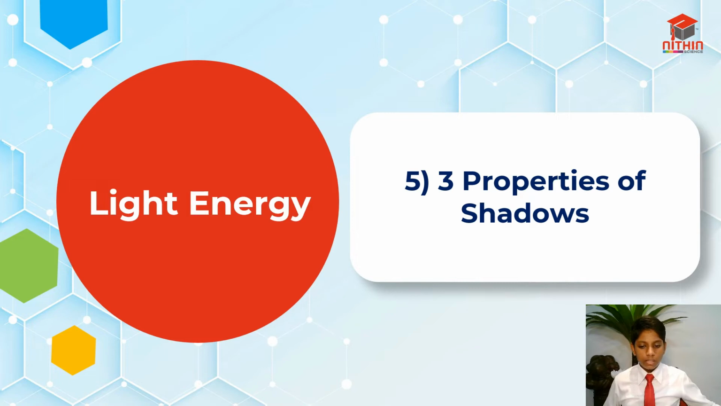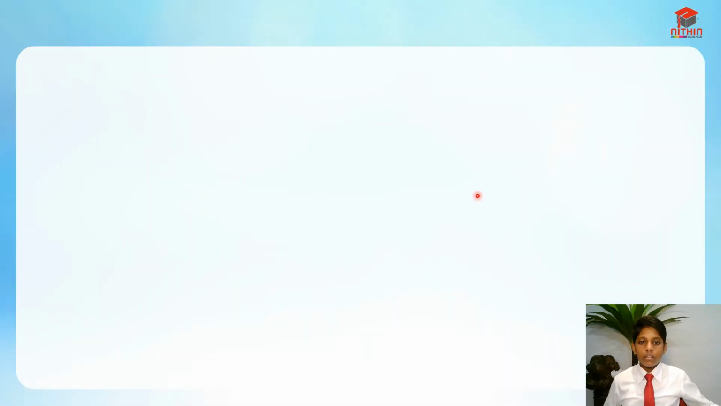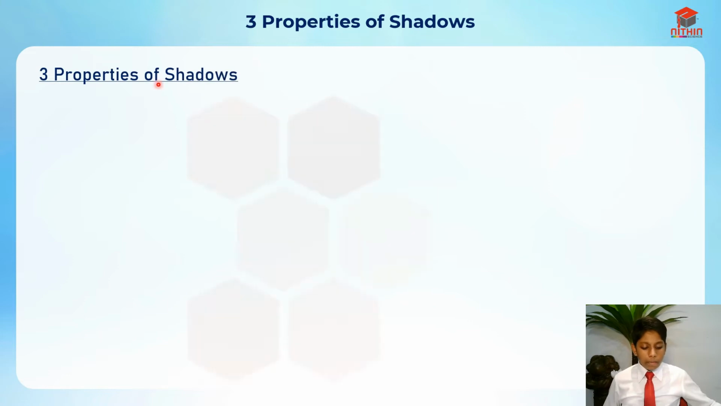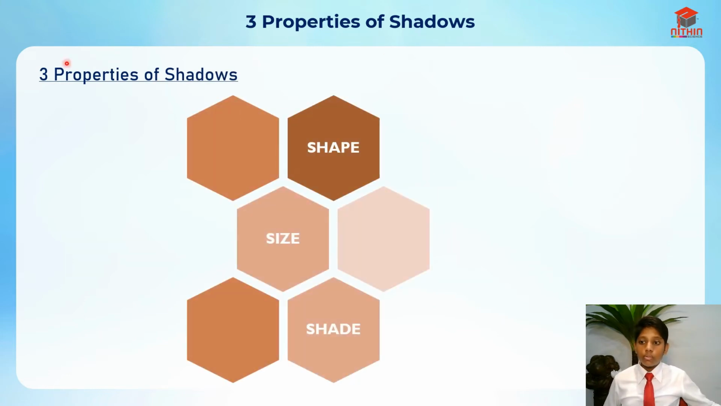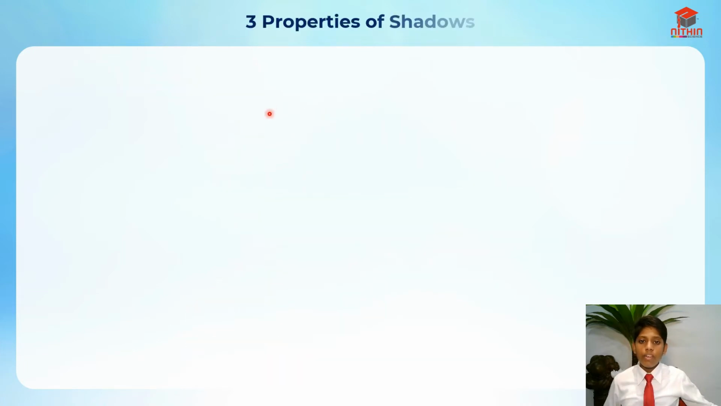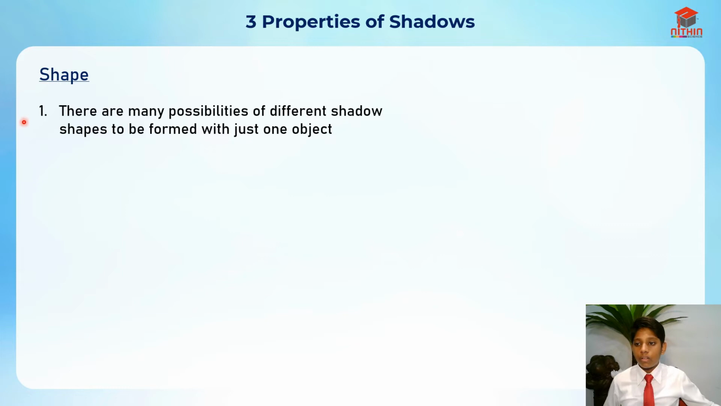Okay, now let's take a look at three properties of shadows. There is shape, size, and shade. Let's take a look at shape first. For shape, there are many possibilities of different shadow shapes to be formed with just one object.